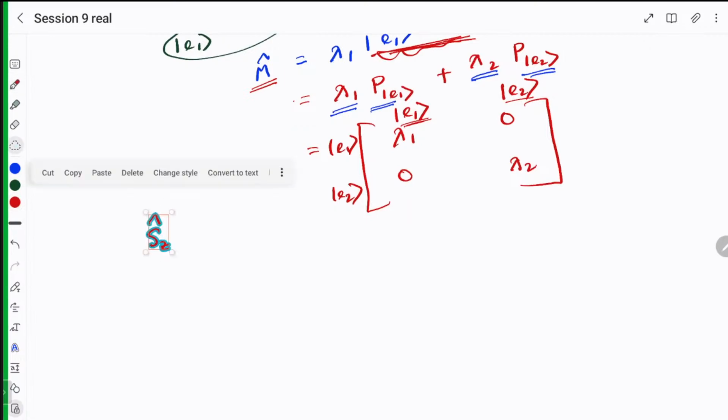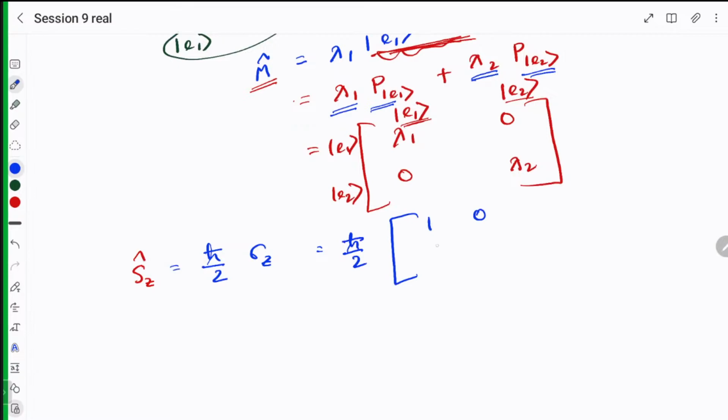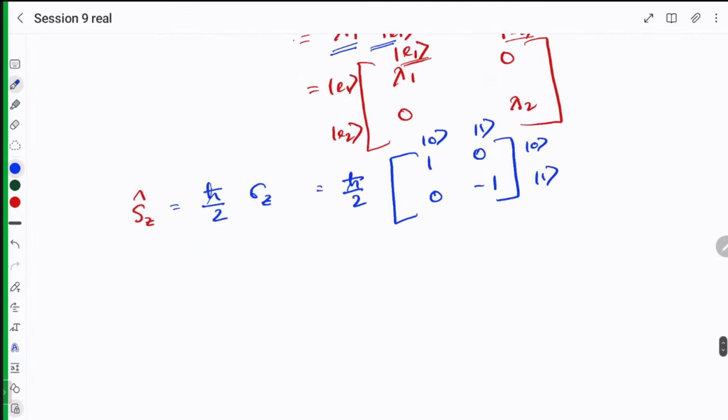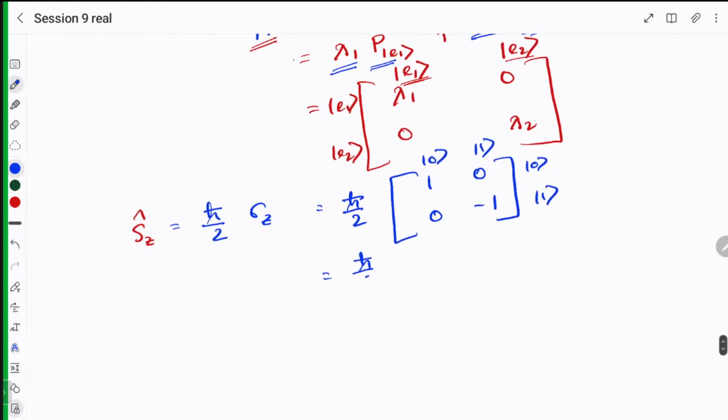So this is the Z component of the spin angular momentum that we had seen, and it is like h cross by 2 sigma z. So sigma z will be [1, 0; 0, -1], and this is in the |0>, |1> basis. Now, this is already diagonal, so you can simply write it as h cross by 2 |0><0| minus h cross by 2 |1><1|. So you see, h cross by 2 is the eigenvalue corresponding to |0>, and minus h cross by 2 is the eigenvalue corresponding to |1>.